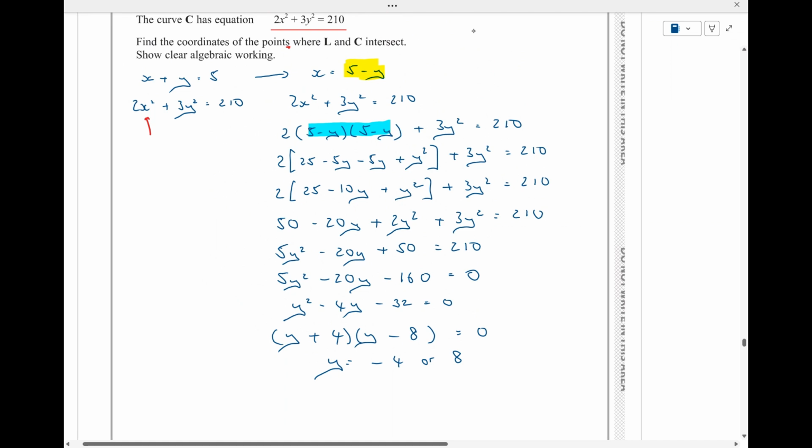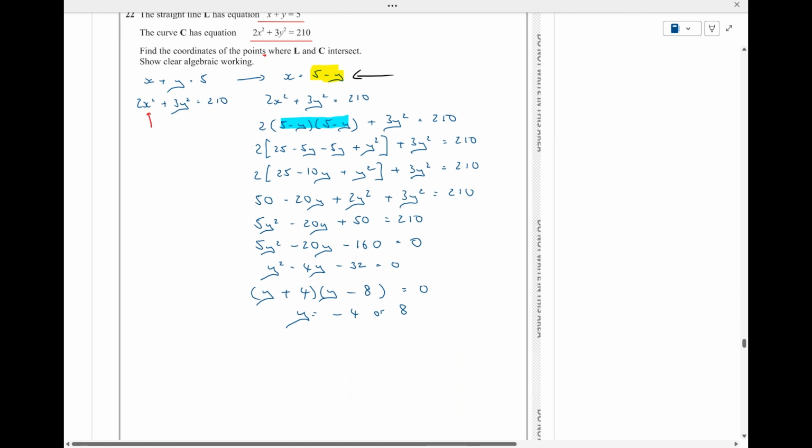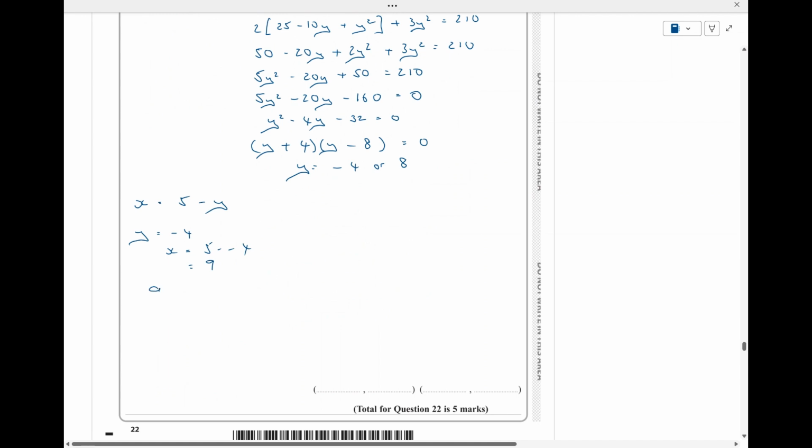Now I found y could be minus 4 or 8. I need to find x. So I'm going to use this equation here to help me find x, because I know that x is 5 minus y. So in one of my cases, y is minus 4. So x would be 5 minus minus 4, 9. So that is going to be the point (9, minus 4). X is 9, y is minus 4.